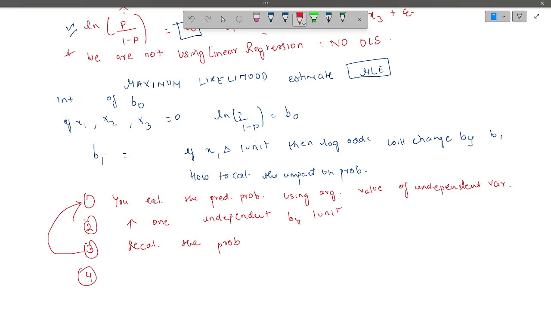Now the difference in the probabilities that you calculate in 3 and 1 is the effect of that independent variable on the probability, right? So the probability that you calculate at step 3 minus the probability that you calculate at step 1 is the effect of that independent variable on the probability.